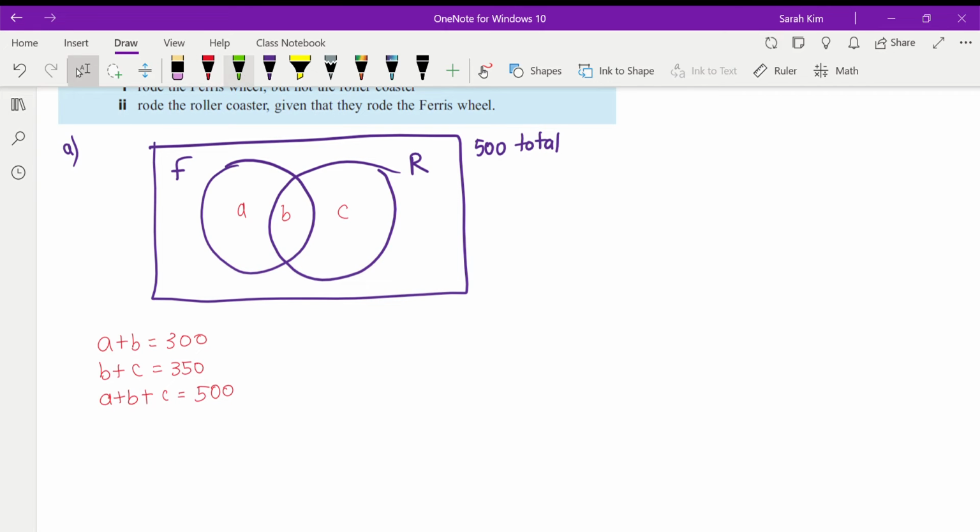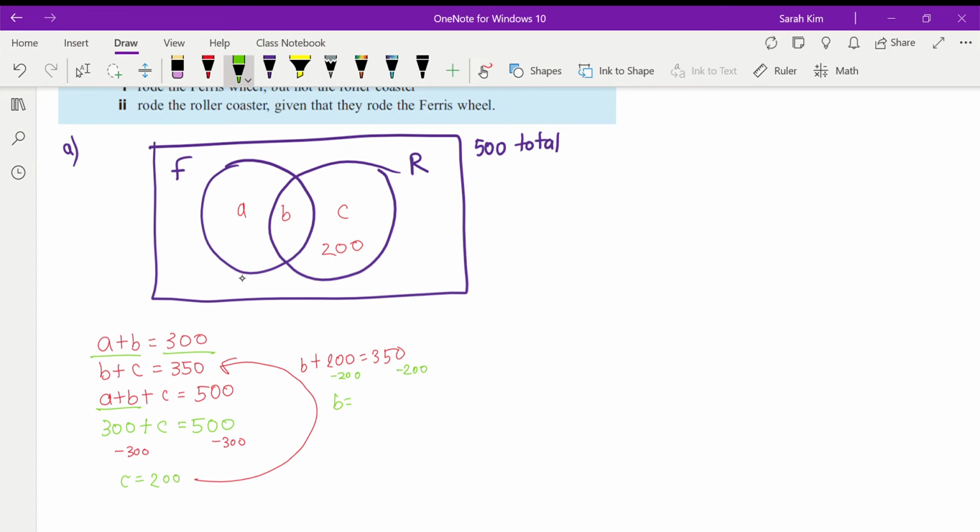Now, this is where I start doing the substitution. Hopefully we're used to it by now. So A plus B we can replace with 300. Then I just rearrange. Minus 300 from both sides. C must be 200. So I got my answer for C, 200. Then I just got to find my B, which I substituted in. So my B must be, if I rearrange it, B must be 350 take 200, which is 150.